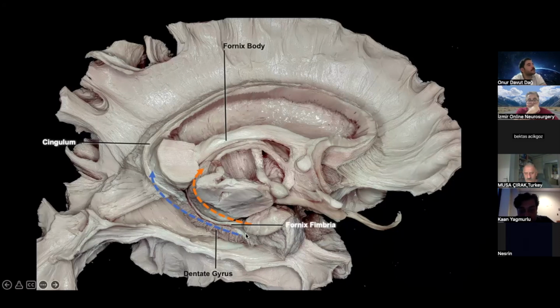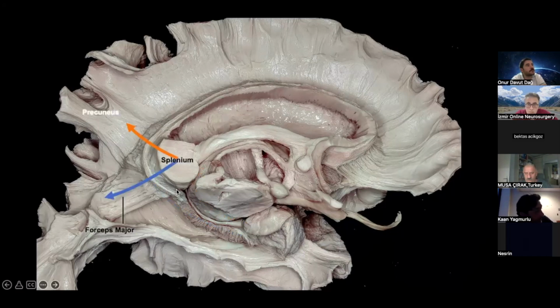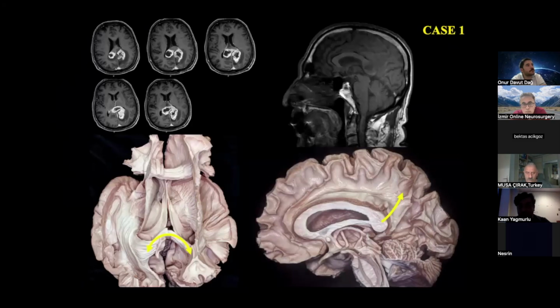If the tumor is located in the parahippocampus, or sometimes a part of the hippocampus, it goes up and behind the splenium of the corpus callosum and up to the corpus callosum this way. The splenium is a part of the corpus callosum. We can see the tumor can extend superiorly through the precuneus, sometimes using the forceps major. This is one example case, a splenial tumor. It crossed the midline, and you see here it goes to the precuneus area, using the forceps major fibers to go up to the precuneus.